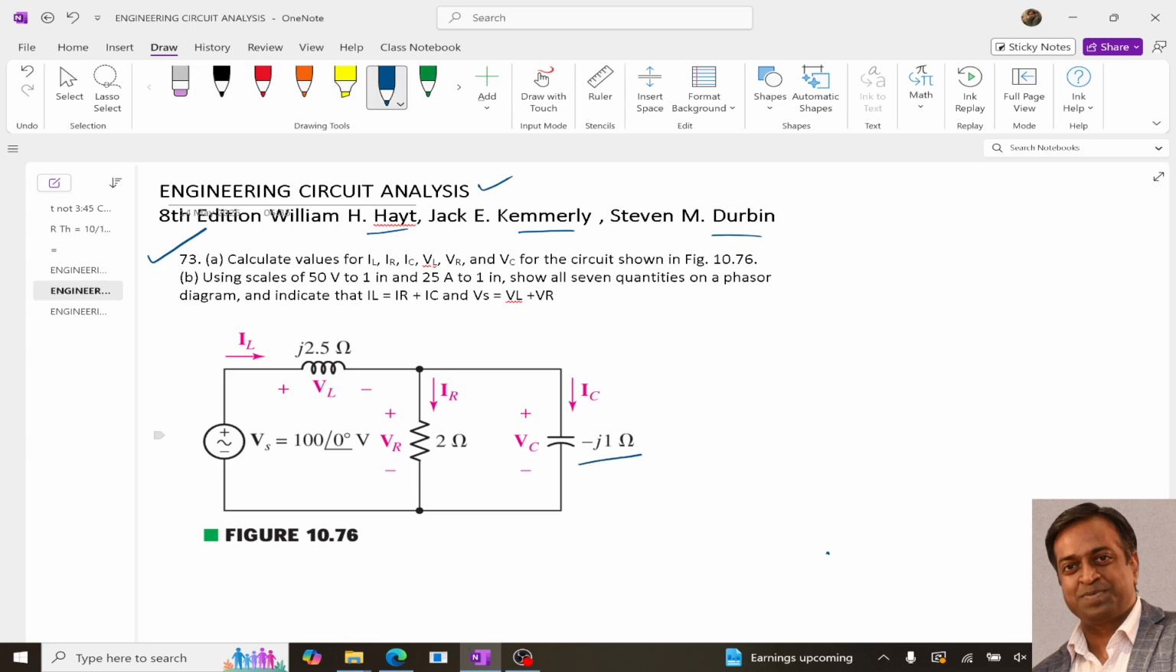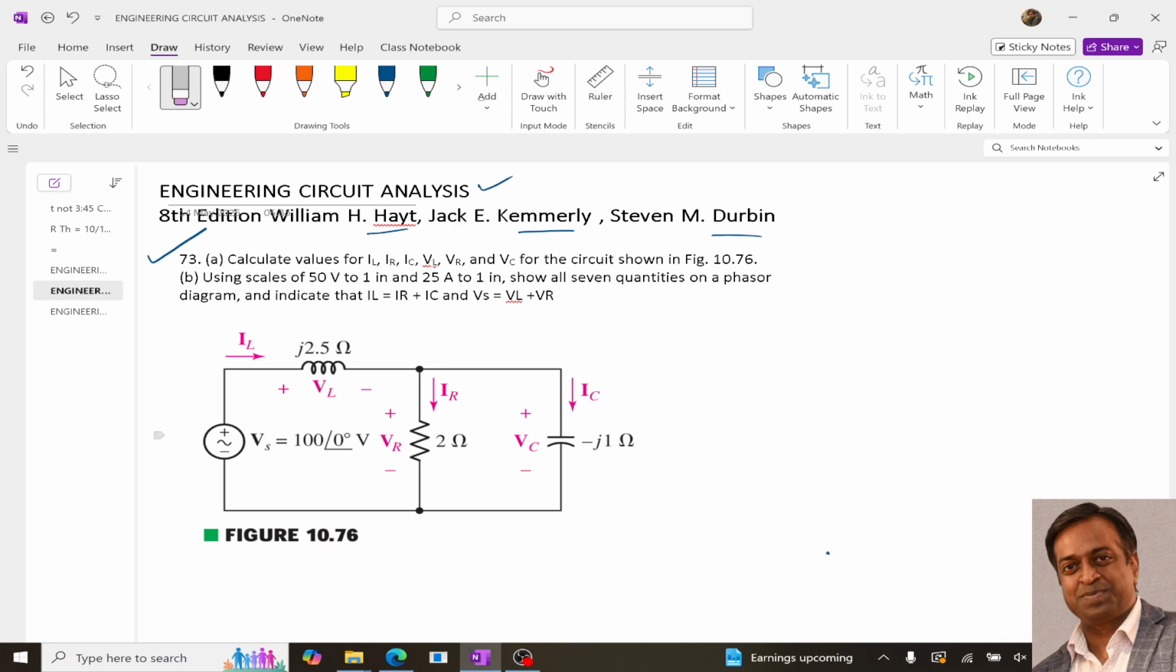Already in the circuit, impedances for the inductor and the capacitance are given, so simply we are going to use this concept. The impedance concept says that since the inductor and the capacitor are represented in ohms, we can follow the theorems as they are. Since we have a single node, this can be considered as a reference node. So we will use nodal analysis to solve this particular circuit.